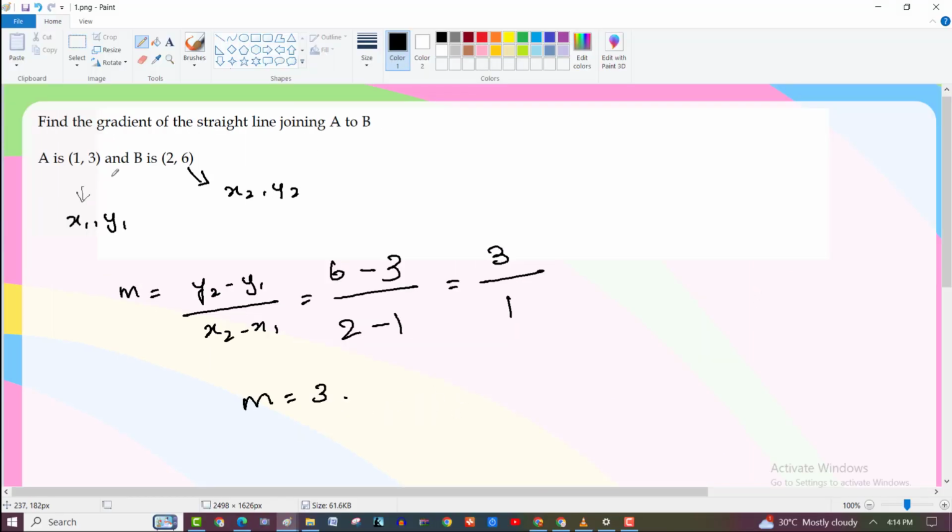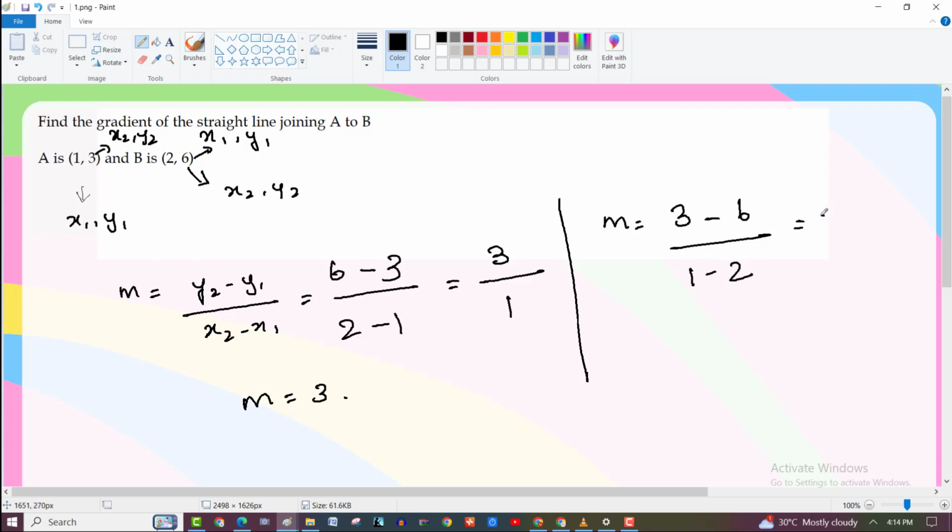Okay. Suppose what will happen if I consider this point as point 2 and this as point 1? Will it change? For example, I am considering this as x1, y1 and this as x2, y2. You won't get any change. You just see here, m equal to y2 minus y1 over x2 minus x1. In this case, 3 minus 6 divided by 1 minus 2. So what will you get? Minus 3 by minus 1, that is equal to 3. So you can select any point as x1, y1 and proceed with this. You will get the same gradient.